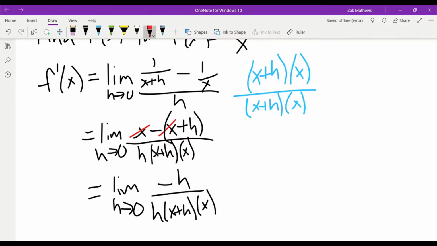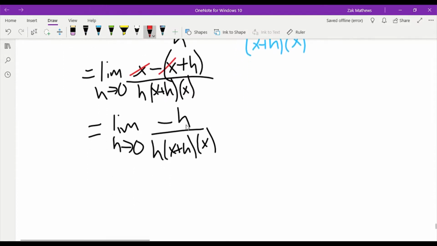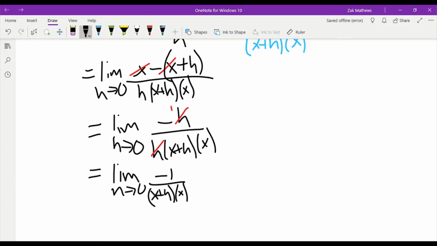And now, because I have all factors here, we've gotten rid of the terms by simplifying. I have factors, the h's will cancel. And that, of course, leaves me just a negative 1 on the top. And so we have the limit as h goes to 0 of -1 over x plus h times x.